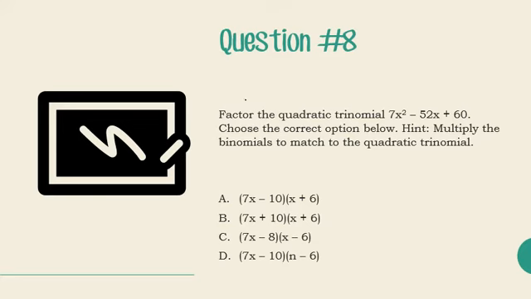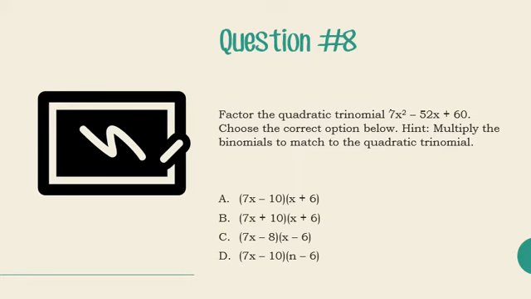All right, question number 8. Factor the quadratic trinomial 7x squared minus 52x plus 60. It says to choose the correct option below, and we have a little hint here. Multiply the binomials to match to the quadratic trinomial.